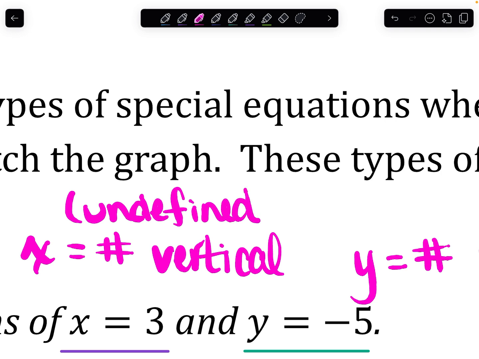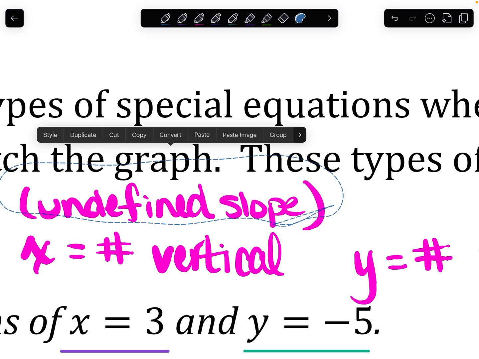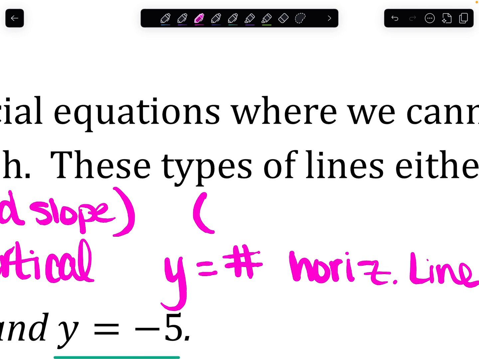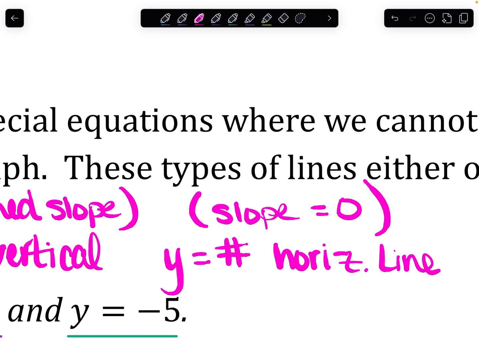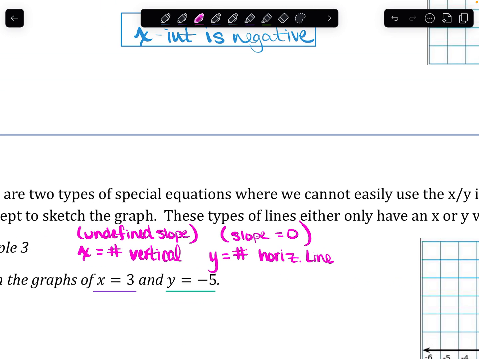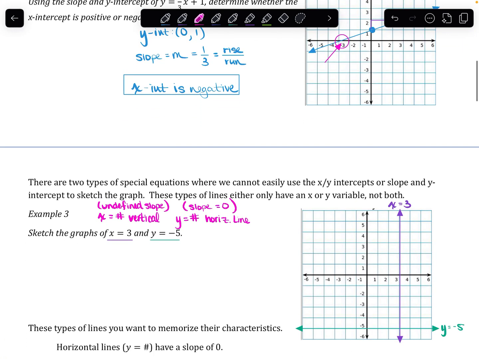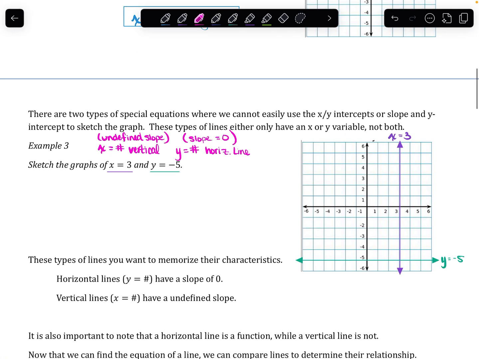So if you were asked what is the slope of a vertical line, it is undefined because the denominator is 0 when you try to use the slope formula, because the x values are all the same. Y equals a number, a horizontal line, has a slope of 0 because the y values are the same and the y values are in the numerator. So x equals has an undefined slope, y equals has a slope of 0. And then there's your little reminder down there.